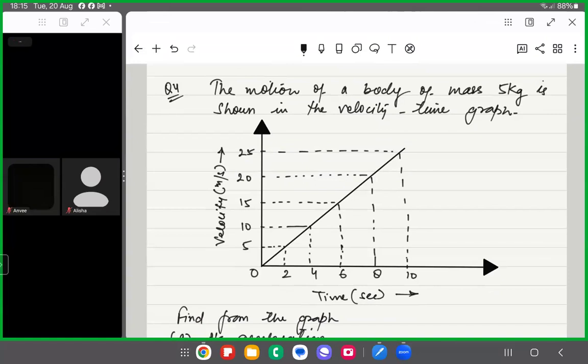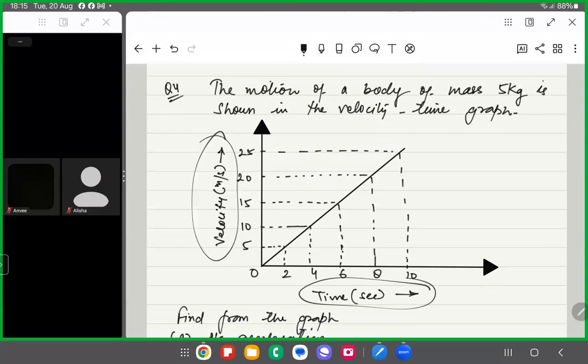Now look at this question. Question number 4. The motion of a body of mass 5 kg is shown in the velocity time graph. So there is a body of mass 5 kg and its motion is described by this velocity time graph, as you can see in the figure. On the x-axis we have time in seconds, and on the y-axis there is velocity in meter per second.